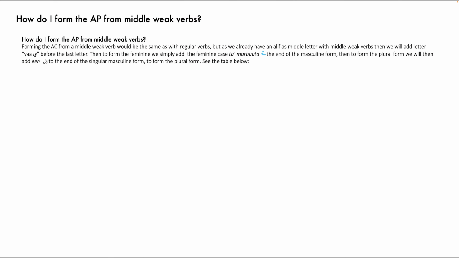As I mentioned, the main point of today's session is to look at the active participle with irregular verbs. The first one is hollow or middle-weak verbs. And what do we mean by a middle-weak verb? It's literally every 3-letter root verb where the middle letter is an alif or an aa sound. So qal, which means to say.